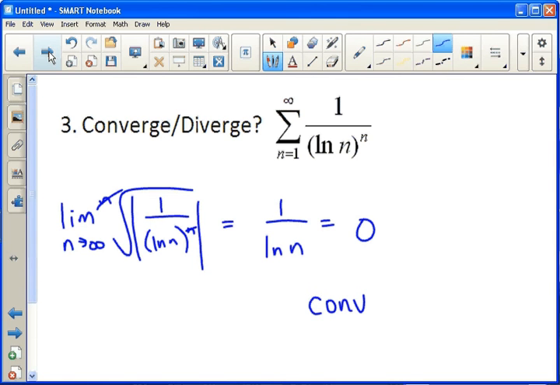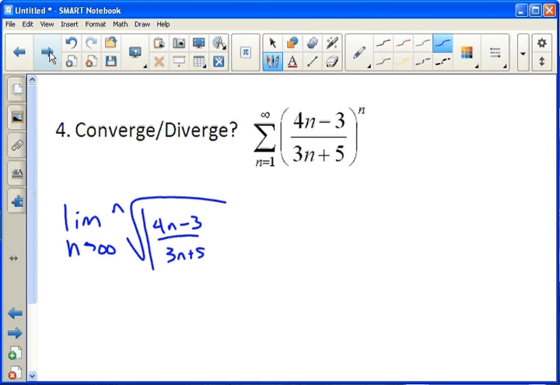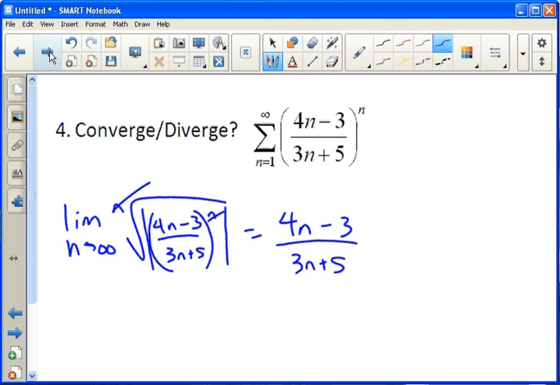Okay, we get the limit as n approaches infinity of the nth root of the absolute value of 4n minus 3 over 3n plus 5 to the n. The nth root cancels out the nth power, leaving you 4n minus 3 over 3n plus 5. The limit here will be 4/3 because the powers are the same. Since the answer is larger than 1, by the root test we know that means that the series diverges.